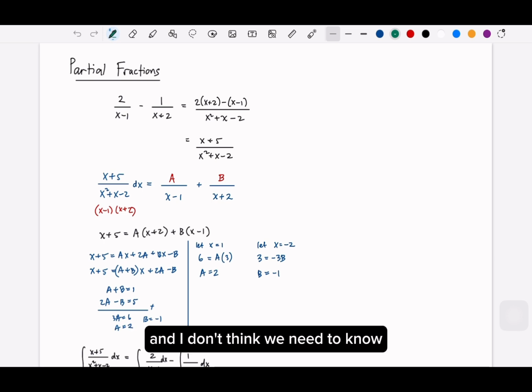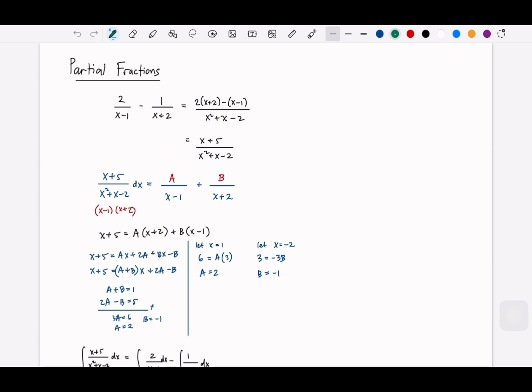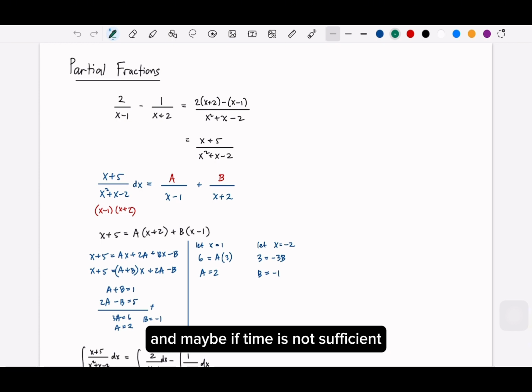And I don't think we need to know or at least to memorize everything. I will just give you how to identify directly. So there will be some summary method that I will give to you. And maybe if time is not sufficient, in the next class I will give you more details and examples.